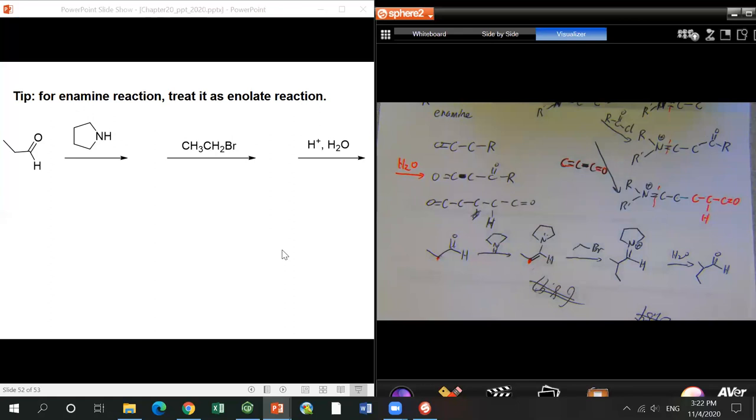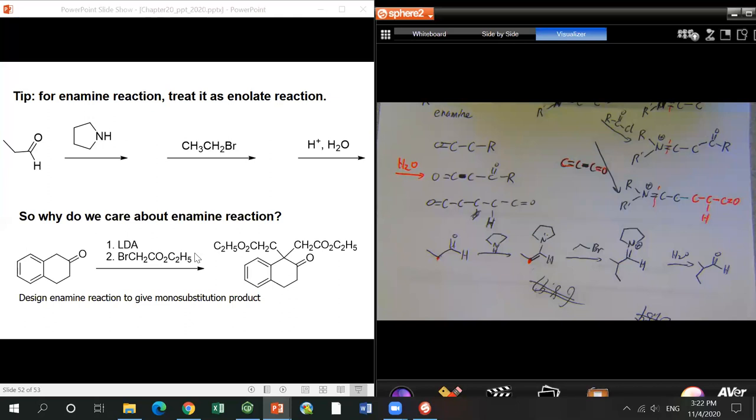In the main case, we have to keep in mind to treat that kind of enolate as a nucleophile, so it makes the bond. But why do we care about the enamine reactions?